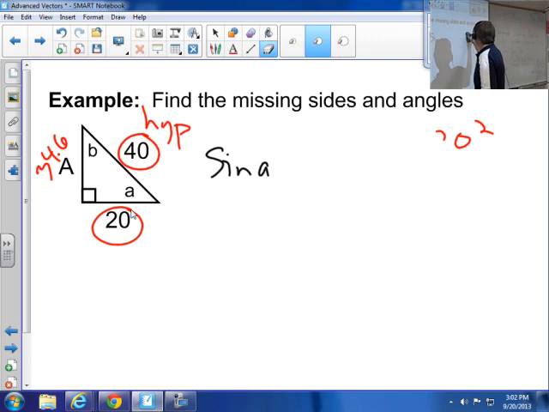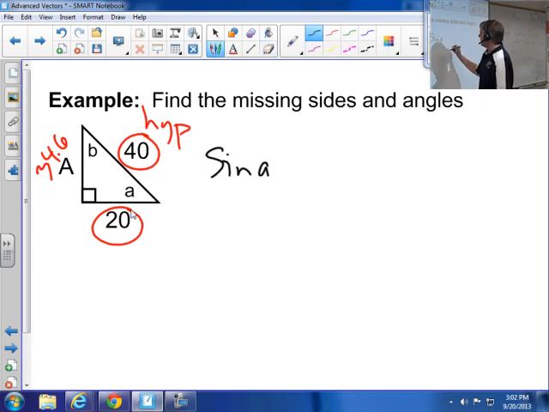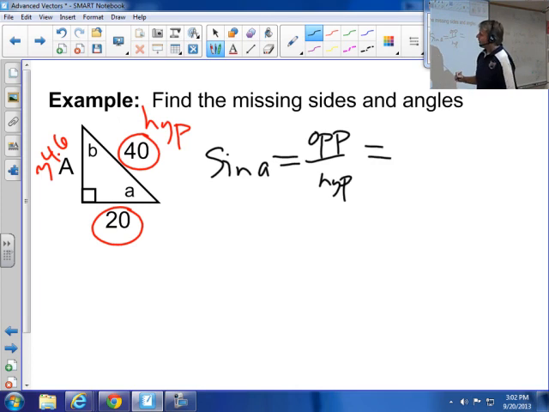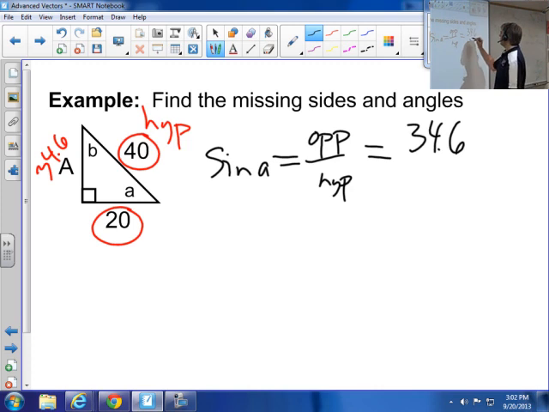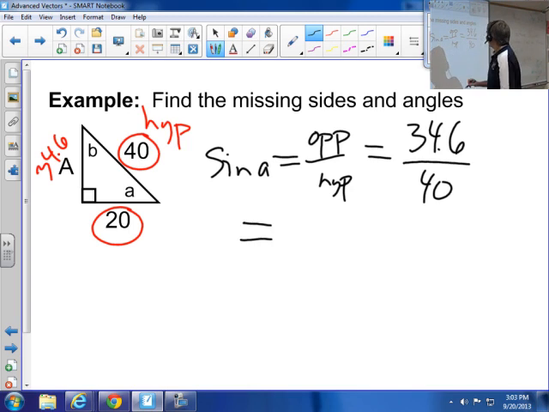And I say that the sine of little a is equal to the opposite over the hypotenuse. And for little a, the opposite side is 34.6. That's the one I found just a minute ago. Side big A, 34.6. The hypotenuse is 40. And if I plug this into my calculator, 34.6 divided by 40 is 0.865. What this means is that the sine of my unknown angle equals 0.865.